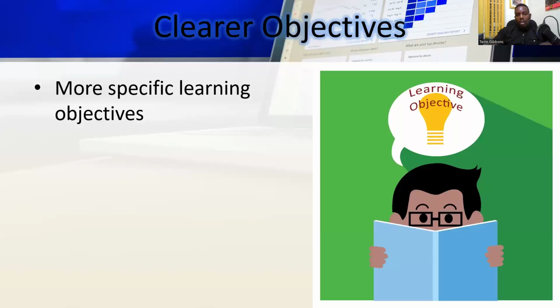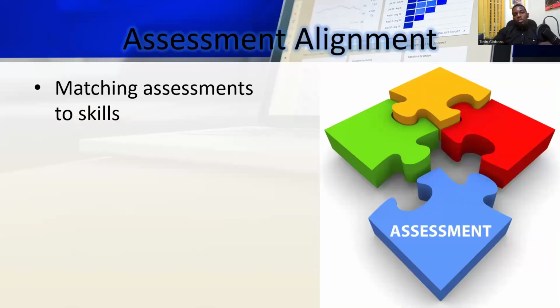Okay, so the first one I have here, clearer objectives. More specific learning objectives could help teachers tailor instruction to university entrance requirements. Clearer objectives cater to diverse learning styles, leading to more interactive and student-centered approaches. The use of technology and project-based learning, right?